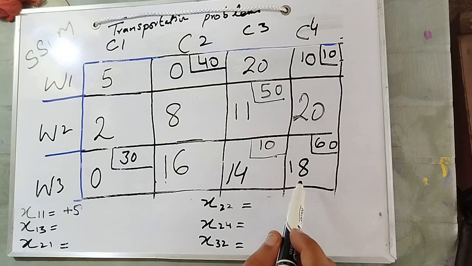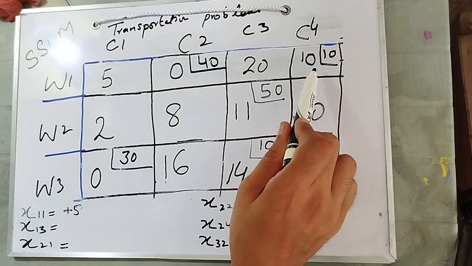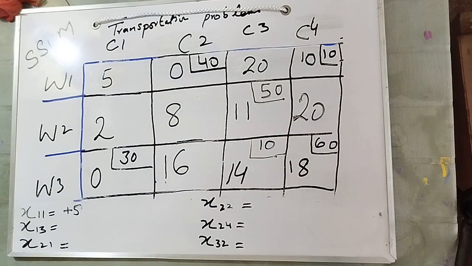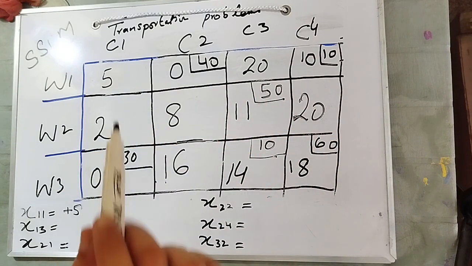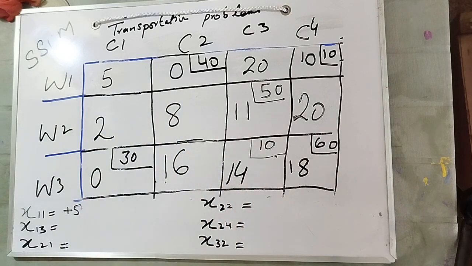When we choose 18, there is a chance of going to the 10. And when we reach the 10, we can directly reach over here, 5. We will skip 0. Why? Because we always need to remember.